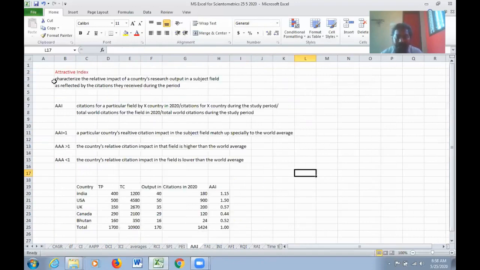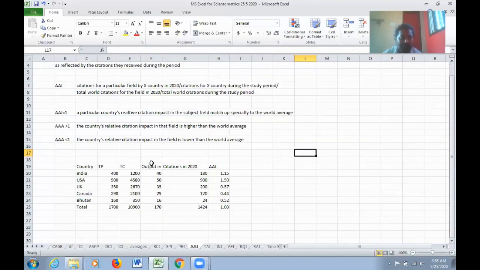Attractive index, AAI. It tells you the relative impact of a country's research output in a subject field as reflected by the citations they received during the period. It tells you the impact relatively when you are comparing your performance with the rest of the world in terms of citation, how relatively good you are. You can do it with the attractive index: to what extent your papers are attracted by other researchers in the same field in terms of citation.